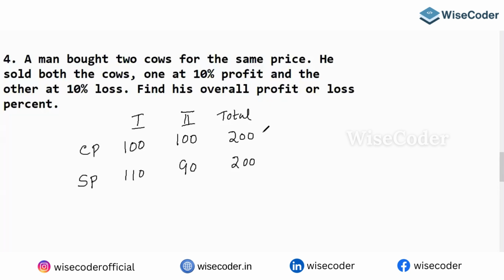So you need to understand one point. You bought both articles for 200, and you sold them for 200. You bought for the same price, you sold for the same price. So is there any profit or loss concept? No. So the overall profit or loss percentage is 0. Whenever a situation like this occurs, the answer is no profit, no loss. Please write down a note.